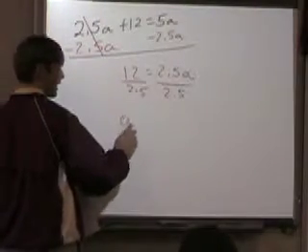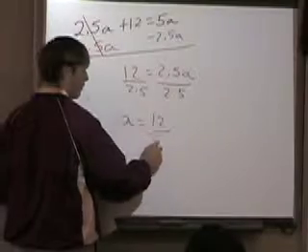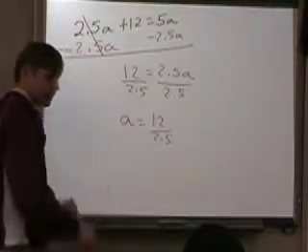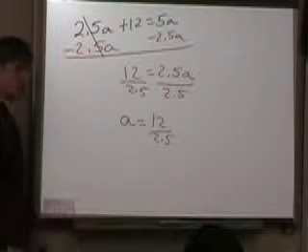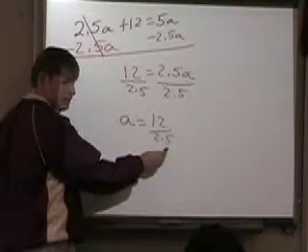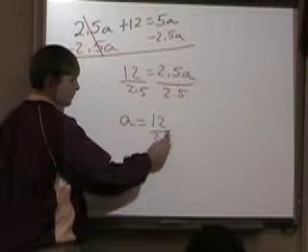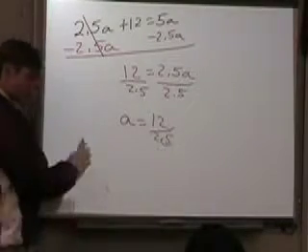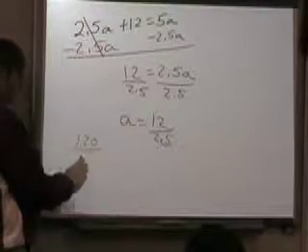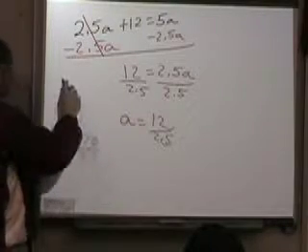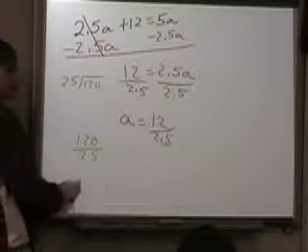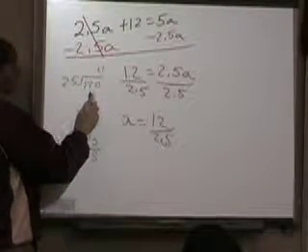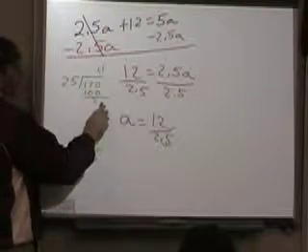So I've got a equals 12 divided by 2.5, but I can't stop there, can I? Now, earlier, probably 2 weeks ago, remember we divided decimals? Move the decimal one to the right on both. So I've got 120 divided by what? 25. So we've got to say, how many times does 25 go into 120? It goes in 4 times, which is 100, leaving a remainder of 20.